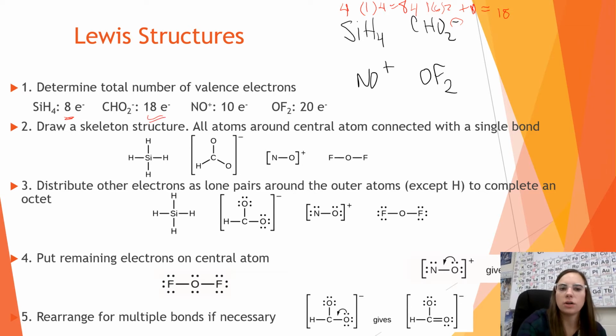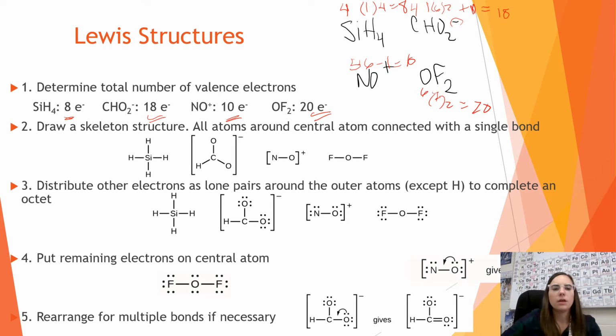Nitrogen has 5, oxygen has 6, but a +1 charge means we lost an electron. So 11 minus 1 is 10 total electrons. And then finally, oxygen is 6, fluorine is 7. We have 2 fluorines. 7 times 2 is 14, plus 6 equals 20. So that's how we add up our total valence electrons.